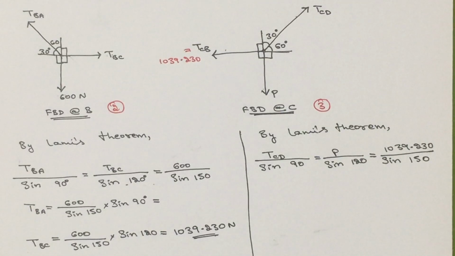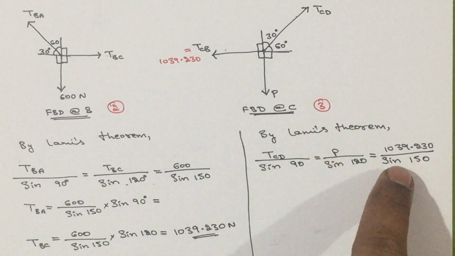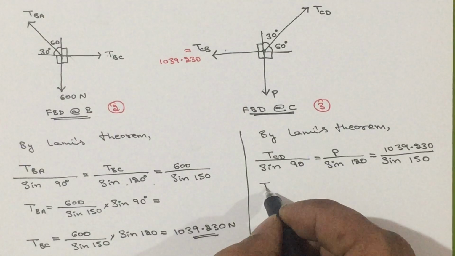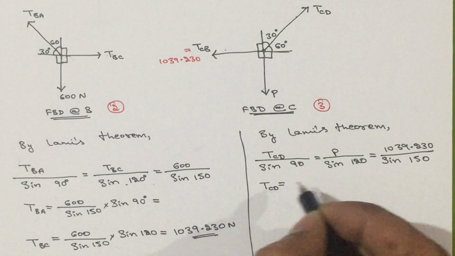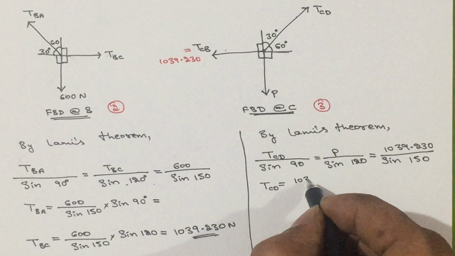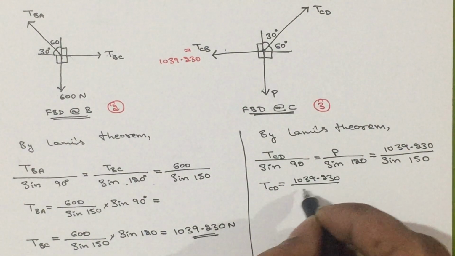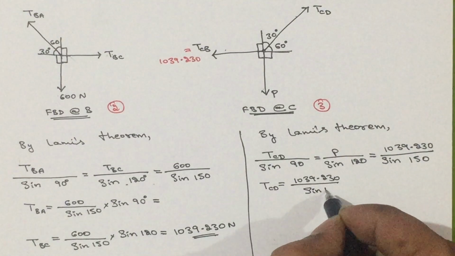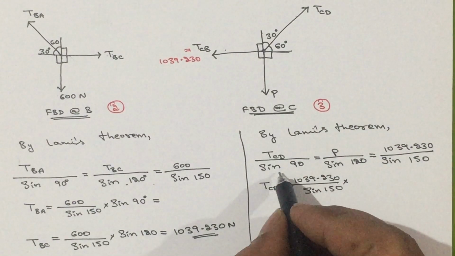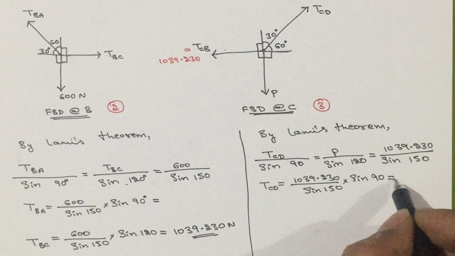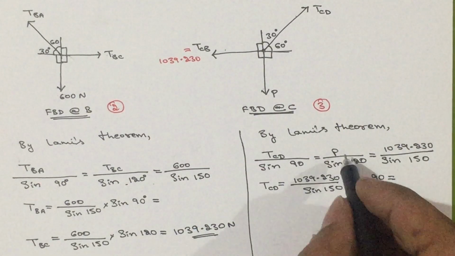So, out of 3 parts, select any 2 parts in such a way that there is only one unknown. Select the first part and the last part, unknown is TCD. So, you will get TCD as the last part, that is 1039.230 divided by sine of 150 multiplied by sine 90. So, calculate the value, you will get TCD.